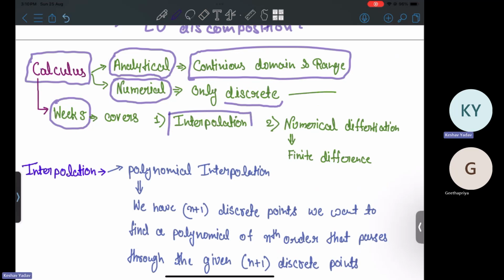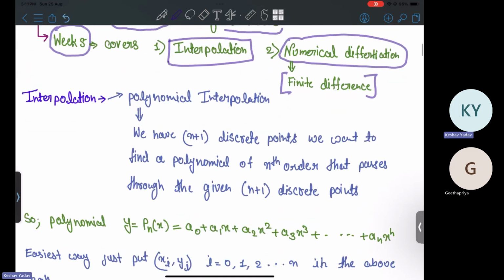So what the instructor has covered this week: first, interpolation. There he has covered mostly polynomial interpolation. Then numerical differentiation. In numerical differentiation, he has covered the finite difference method. Okay, so let us go to the interpolation part. If we see interpolation, here we will see only polynomial type of interpolation. There are other types of interpolation as well, but in this course, we will see only polynomial type.